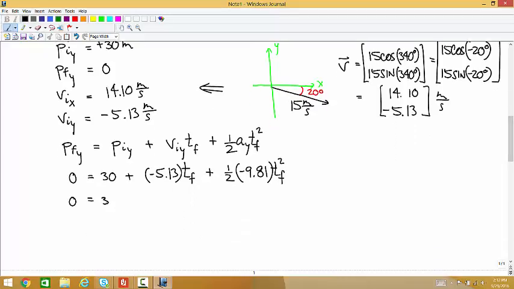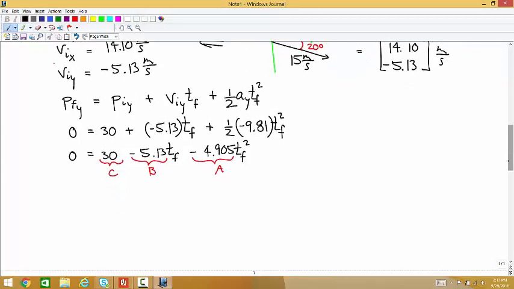So 0 is equal to 30 minus 5.13 TF minus 4.905 TF squared. That's a quadratic equation, and so you can use the quadratic formula with this A, this B, and this C. And can someone tell me what the roots are for that? Okay, so these are the two roots.